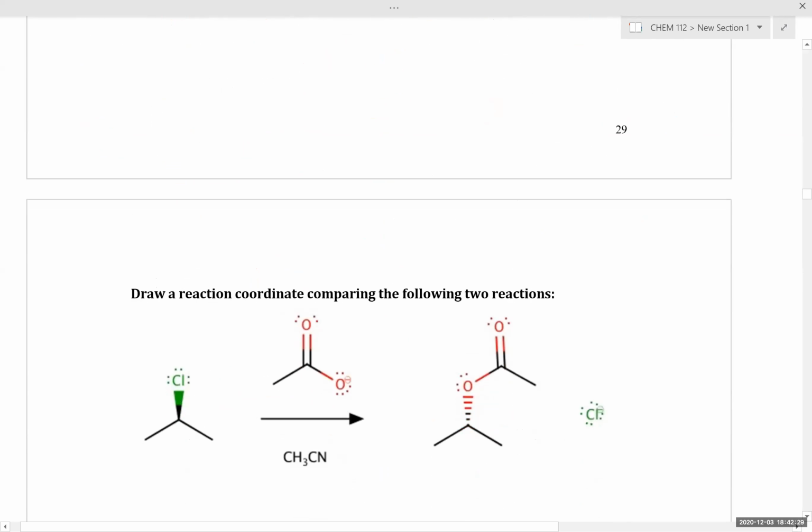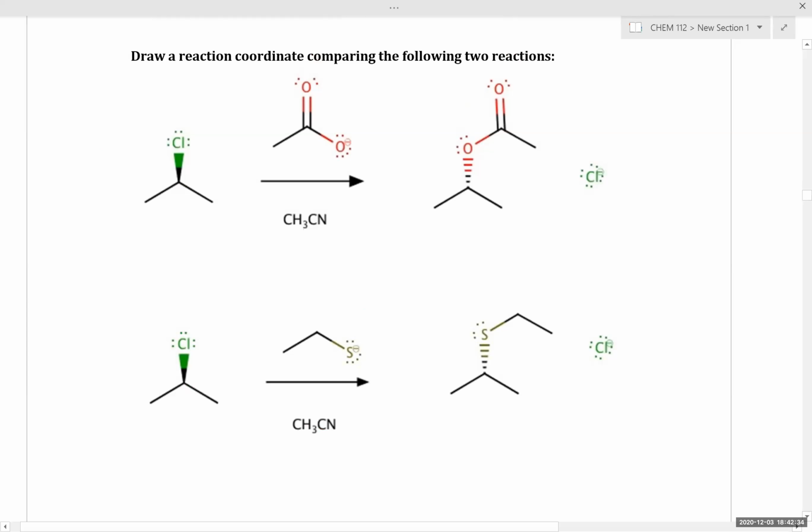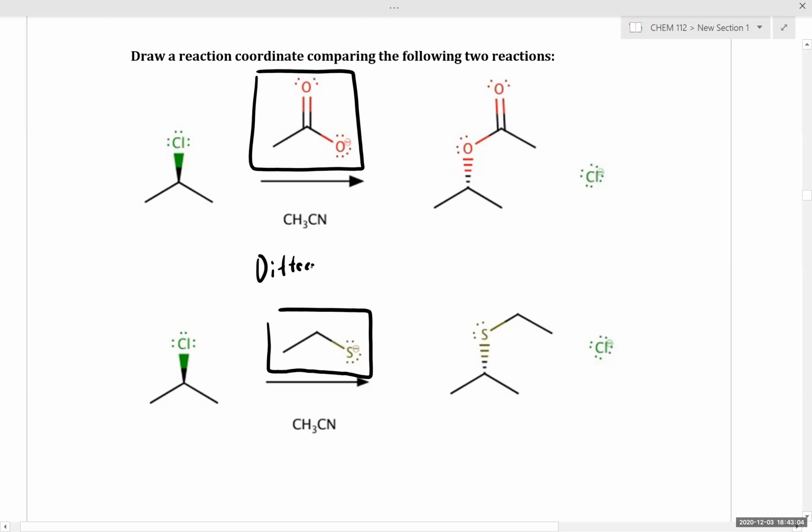Okay, so let's look at this next example. And let's try to think, what is different? What is different between these two reaction sets? So we have someone focusing in on the fact we have sulfur. What do we call these species? The nucleophile. Yep, so we have different nucleophiles.